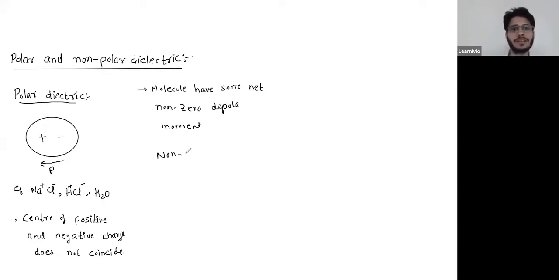The next type of dielectrics are non-polar dielectrics. In non-polar dielectrics, the center of positive charge will coincide with the center of negative charge. The positive and negative charge are at the same place. If they coincide with each other, the examples include O2 molecule, H2 molecule. In these examples, the centers of positive and negative charges are at one place.